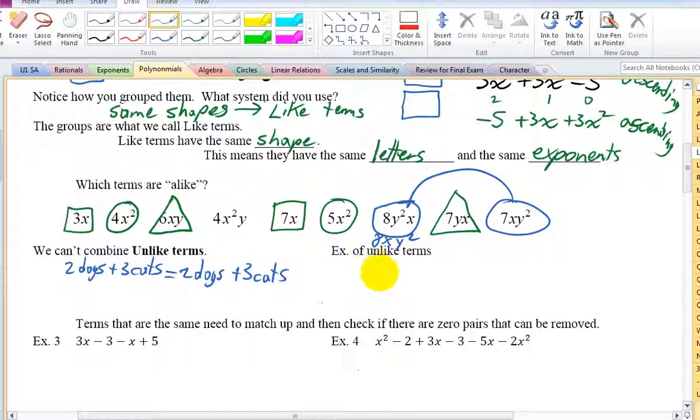Okay? So, example of unlike terms, 3x squared plus 2x, 4y plus 7x. Okay, so different exponents or different letters, or both. Right?